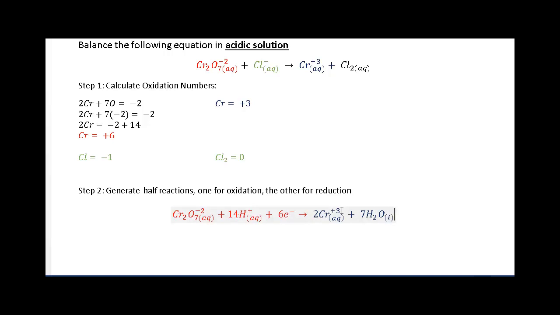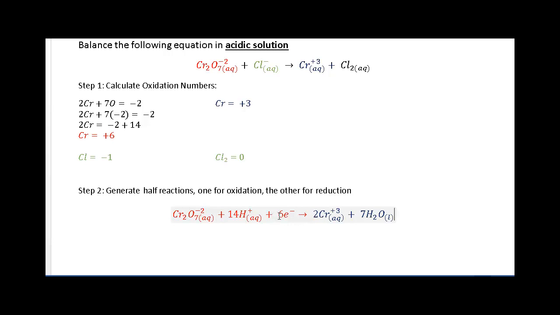2 times 3 on the product side is plus 6. We are charge balanced. This is a 6 electron transfer reaction where Cr2O7 gains 6 electrons, and in doing so it becomes Cr plus 3. Atoms: 2 Cr and 2 Cr balanced on the reactant and product side, 14 H's on the product and reactant side, and 7 oxygens on the reactant side, 7 oxygens on the product side. So this half reaction is balanced.